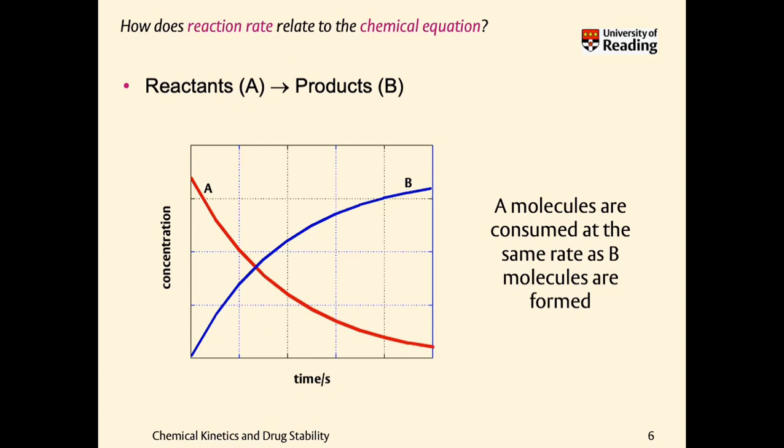We need to think about how we're going to measure the rate of a reaction. So if you have reactants, which we're going to call A, reacting to form products, which we'll call B, then in a reaction, the concentration of the reactants will go down, and at the same rate, the concentration of the products will increase as the reaction proceeds, as you can see in this graph here of concentration against time.